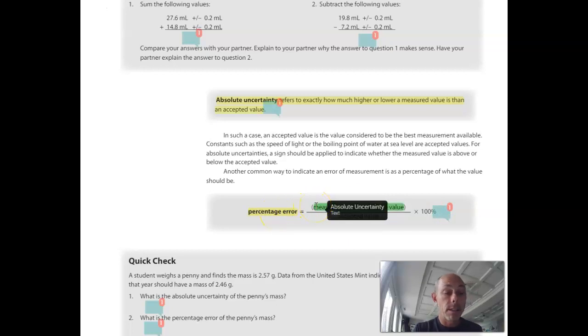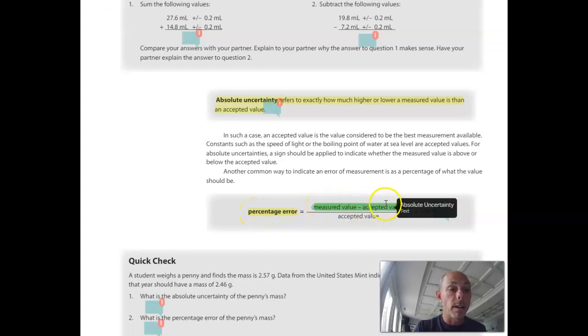In the numerator of this equation is what absolute uncertainty is, which is the difference between a measured value and the accepted value. The order those are in is important because if the measured value is greater than the accepted value, that's going to be a positive value. If the measured value is lesser than the accepted value, it's going to be a negative value. What that will give us are positive percent errors or negative percent errors.